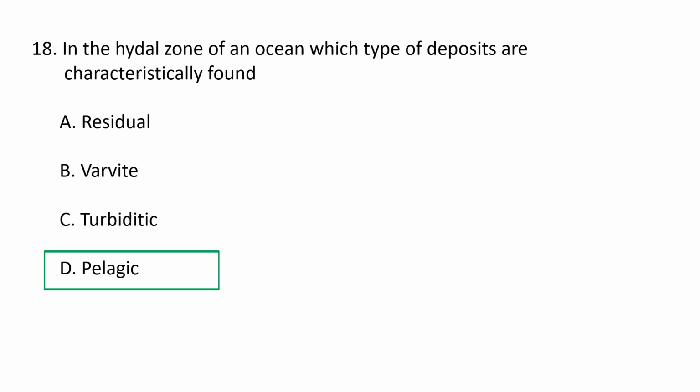Pelagic. The Hadal zone is also known as the Pelagic zone. It is the deepest part of the ocean and it stretches from 6,000 to 11,000 meters below the sea level. And it is located in deep ocean trenches which are long, narrow and V-shaped depressions in the ocean floor. So D. Pelagic is the correct option.